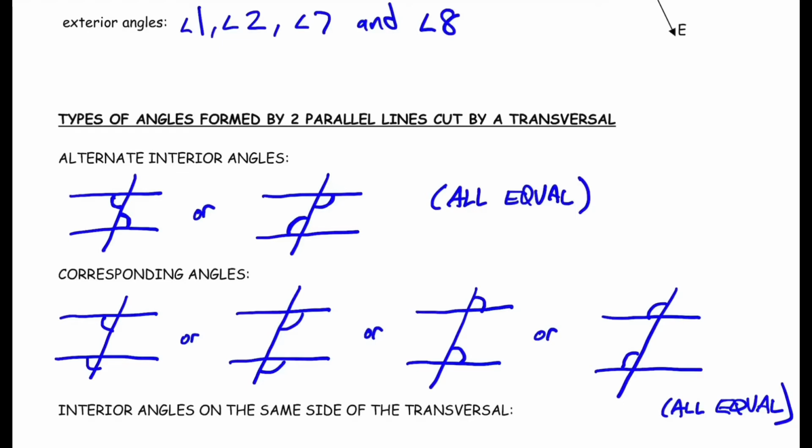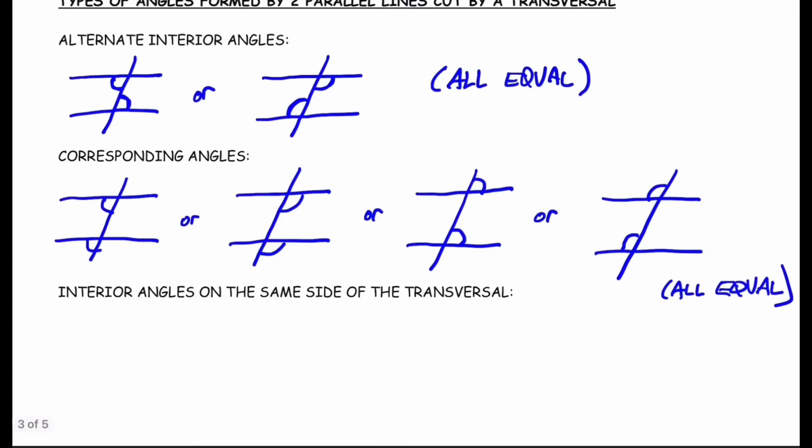So notice how you get corresponding angles. This is like an intersection, and this angle right here would be the lower left. Well, if you think of this as another intersection, the lower left would be right there. So corresponding angles are in the same position. Lower left, lower left. Lower right, lower right. Upper right, upper right, and upper left, upper left.